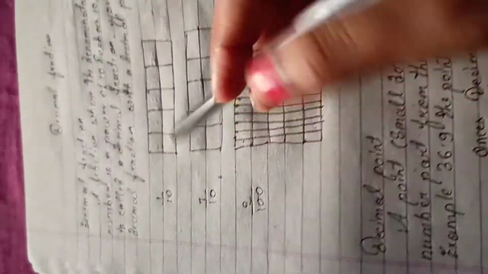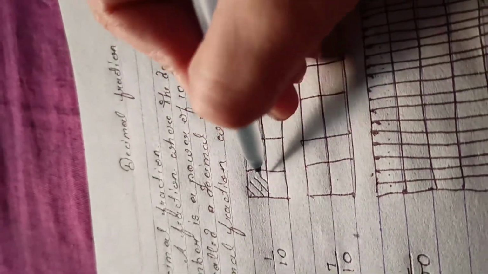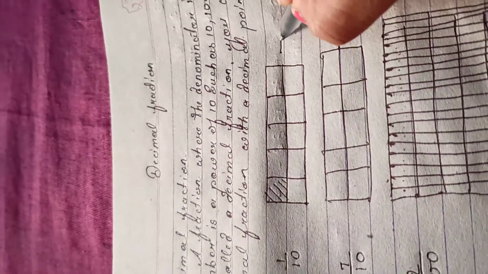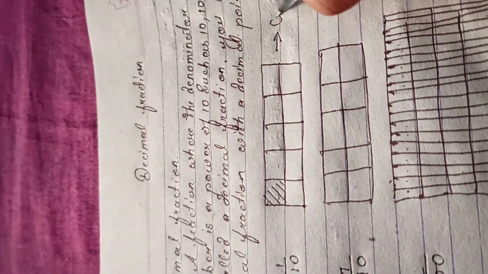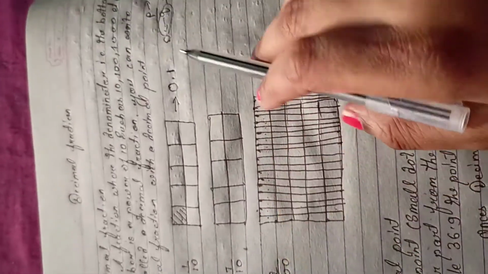Now, first of all, we will see this. This will be 1 upon 10. That means from these 10 boxes, if we shade one box, out of 10, one box is included. This will convert into decimal form as 0.1. Clear? Understood? This will be 0.1.